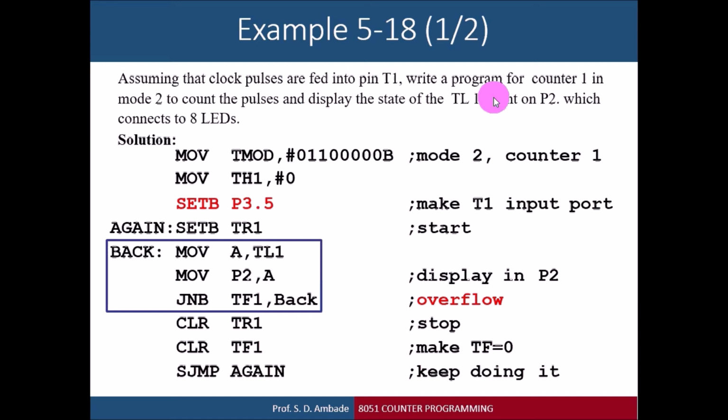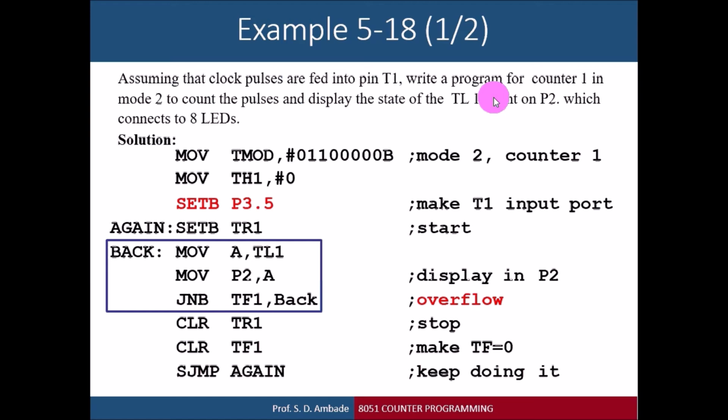So we have to write a program for counter 1 in mode 2. Counter 1 should be configured in mode 2 to count the pulses, and the number of counts should be displayed as the state of TL1 on port 2. Port 2 here is connected to 8 LEDs. So let's start to write the program.